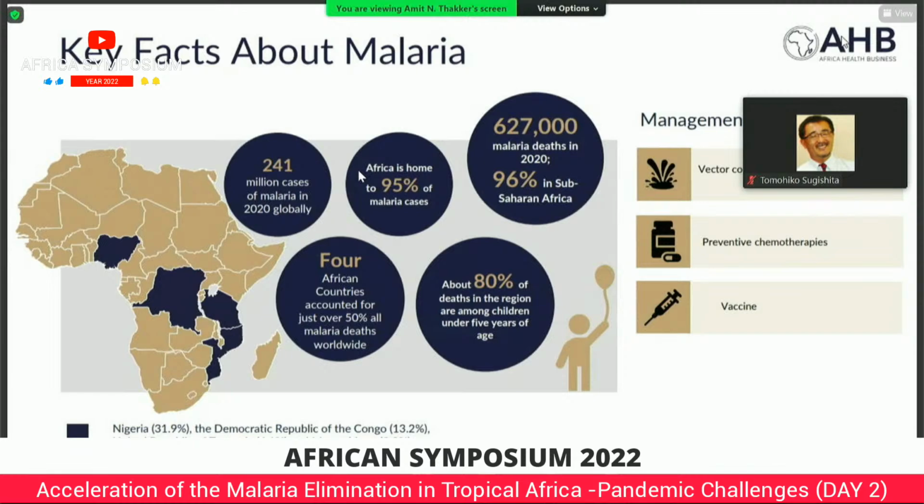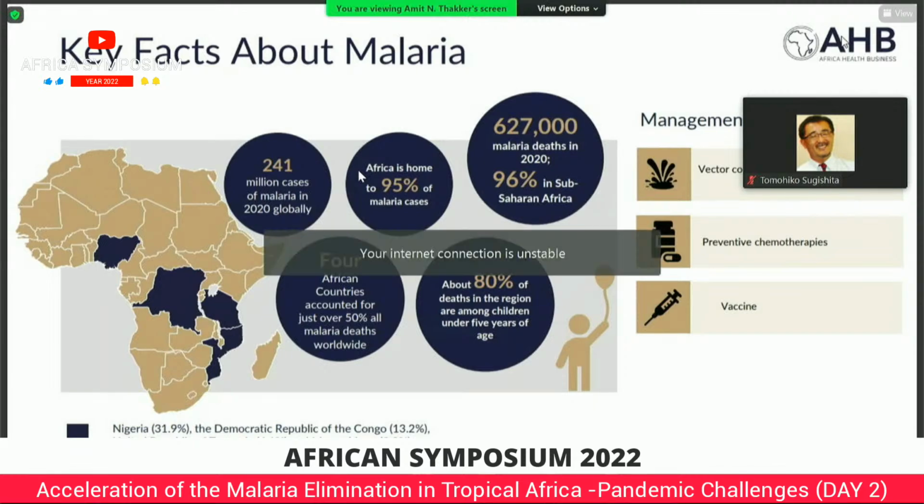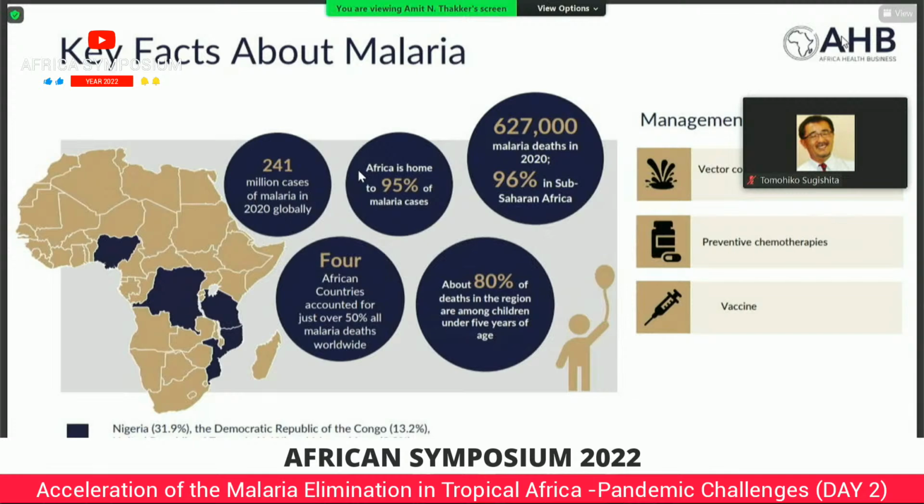But innovation is not enough. I think investments also have to be aligned. Without getting the right investments from the public and the domestic sector and the development partners, we might find ourselves in a very tricky situation to eliminate malaria. About 80% of the deaths are among children. We've heard it's affecting older children as well.